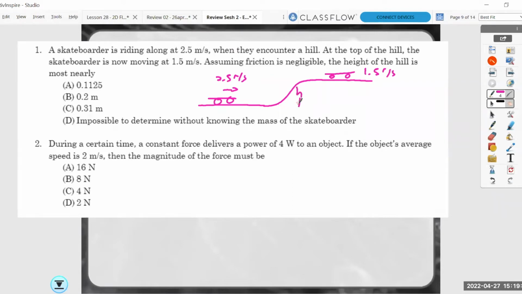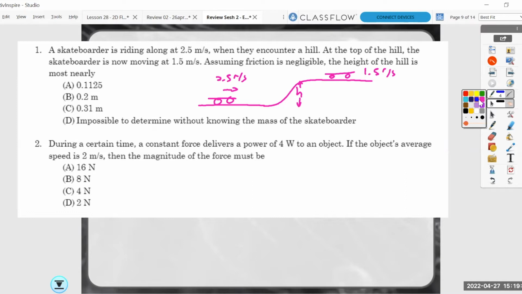And this is a perfect energy question because we don't care about the shape of the hill. We don't care about how long the hill was or anything. We literally just want to know how tall the hill was. And so here we can look at our energy. Now, we obviously don't know the mass of the skateboarder, so we're going to start by doing everything symbolic and hope that it works out. And if it doesn't work out, then we can always choose D.